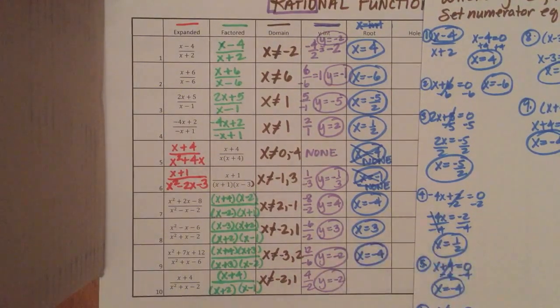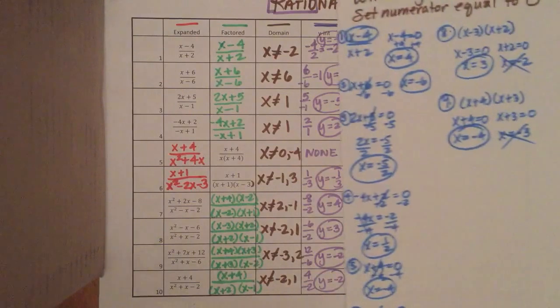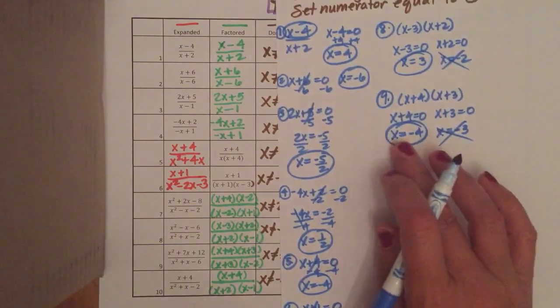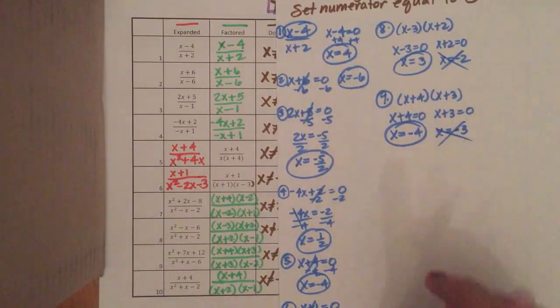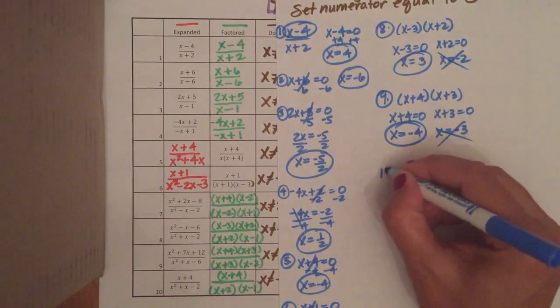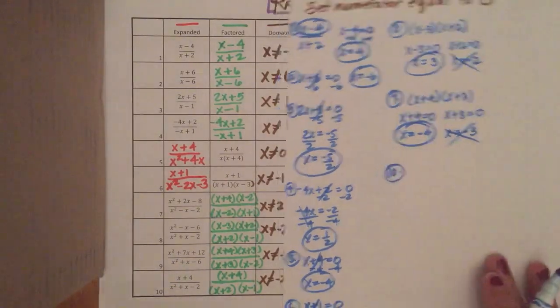Now, are there going to be times where you may have 2 x-intercepts and both of them will be in the domain? Sure. But with these functions that we're practicing now, you're not going to end up with that. But it is possible. You're not always going to have to cross one out. It's not always going to happen that way. It just happens in these particular examples we have.